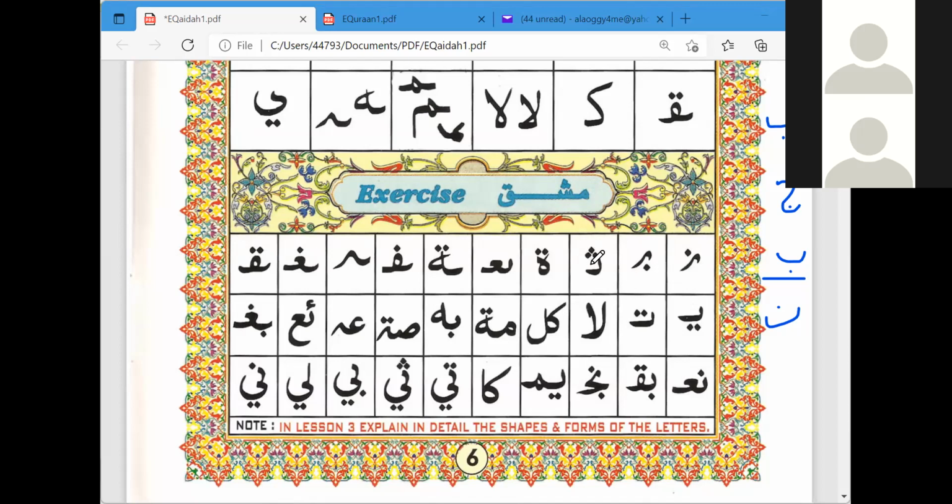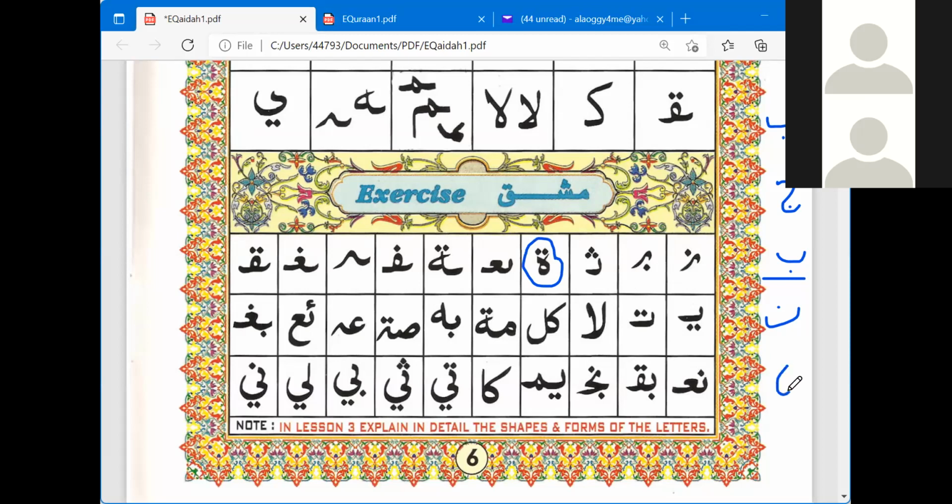Now, this one is fa, this one is qaf. What type of qaf is this one? It is round. If it is round and the dot is on the top, it is round qaf. But if it is round without any dot, what is it? Anybody to help? It's ha. Yes. So this one is ha, if it is round without any dots. Okay, so ain. This one is ain, isn't it? And this one is what? This one is round ta.